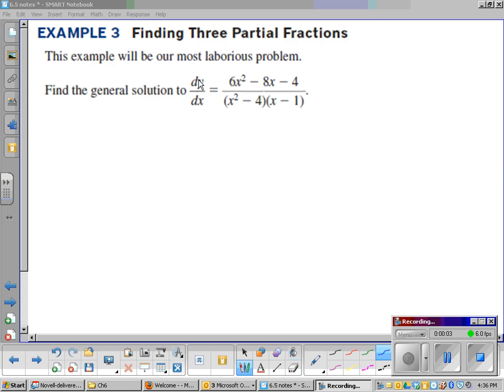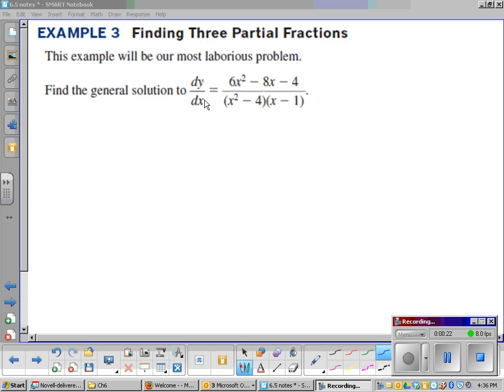dy dx is the derivative of y with respect to x. So this is a differential equation. When you have a derivative equal to something, it's a differential equation. So it's similar to what we had before, but they're not telling us that it's an integral. They're not telling us that we need to integrate. But that's how you solve a differential equation.